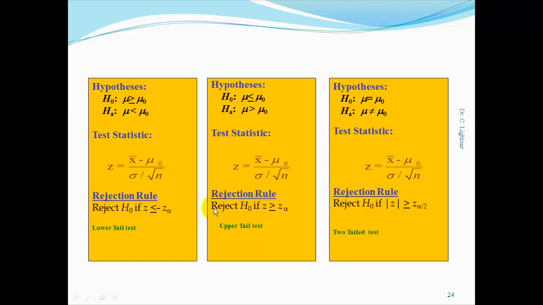Here we have the set of hypotheses, test statistics, and rejection rules for all three of our forms for hypotheses, for testing our hypotheses about means. Notice for this third case, we collapse the rejection rule: reject H0 if Z exceeds Z alpha over 2, or Z is less than negative Z alpha over 2, into this one rejection rule. This rejection rule is reject H0 if the absolute value of Z is greater than or equal to Z alpha over 2.